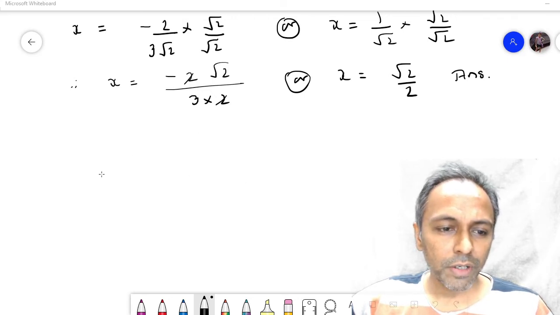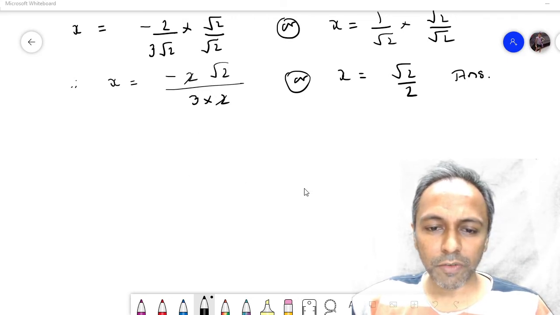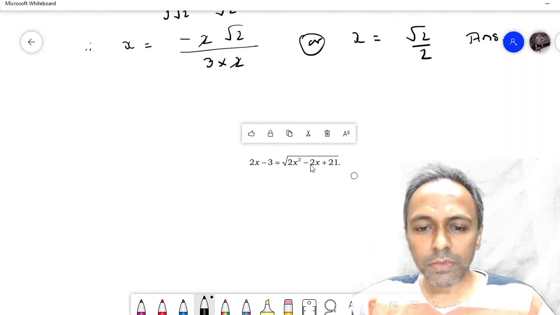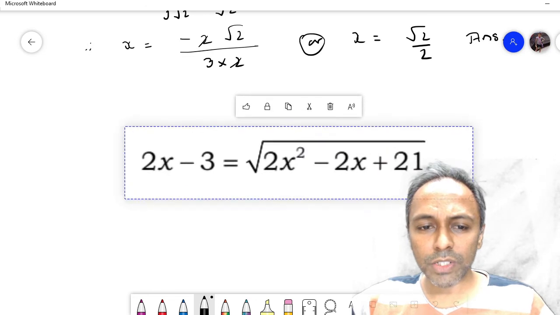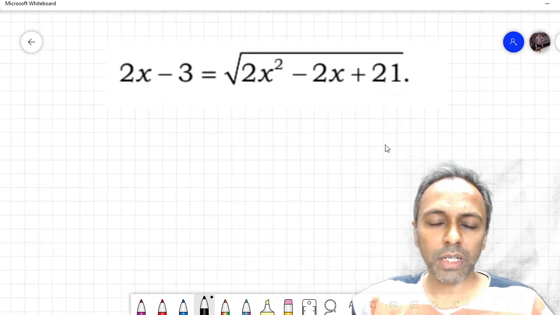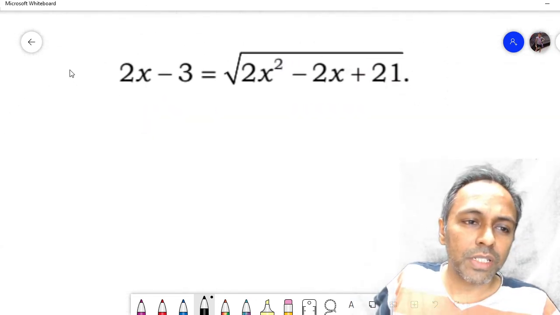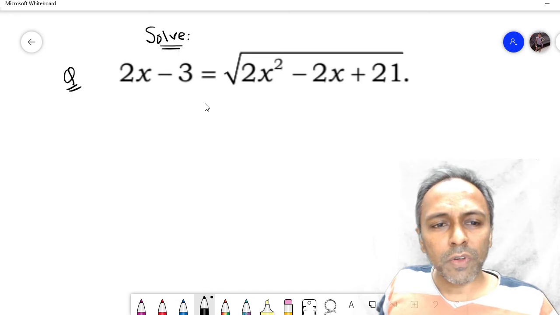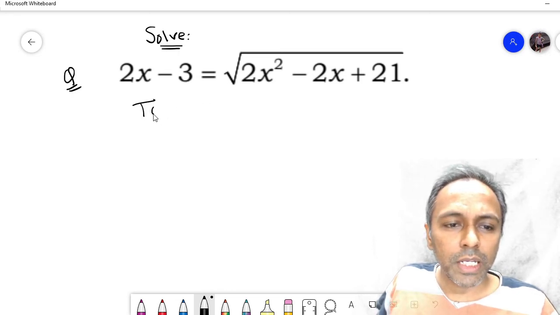Let us take something different. Let us say the question is again solve. Solve means you have to get x. Okay, let me write here. The question is solve. Solve means you have to find x. So the first step looks easy. We can do taking squares on both sides.